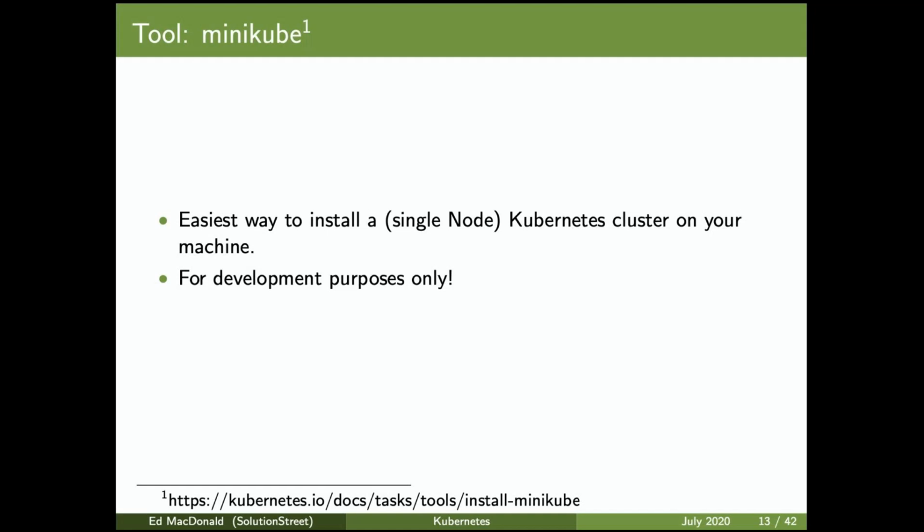Minikube is the easiest way to install, this is important, a single node Kubernetes cluster on your machine. It is for development purposes only. It is a waste of resources to run a Kubernetes app on a single machine. The whole point is running it on multiple nodes. So Minikube is for development purposes only, but it is actually very good at that. It looks to all of the tools created to manage Kubernetes clusters just like a real Kubernetes cluster. I mean, because it is a real Kubernetes cluster.